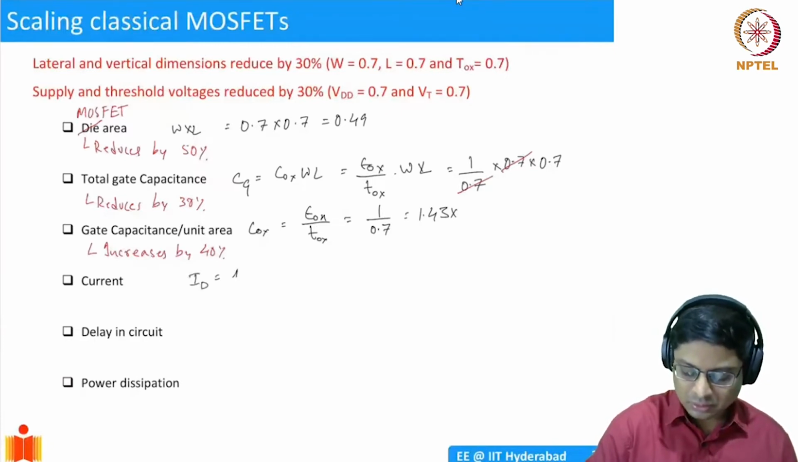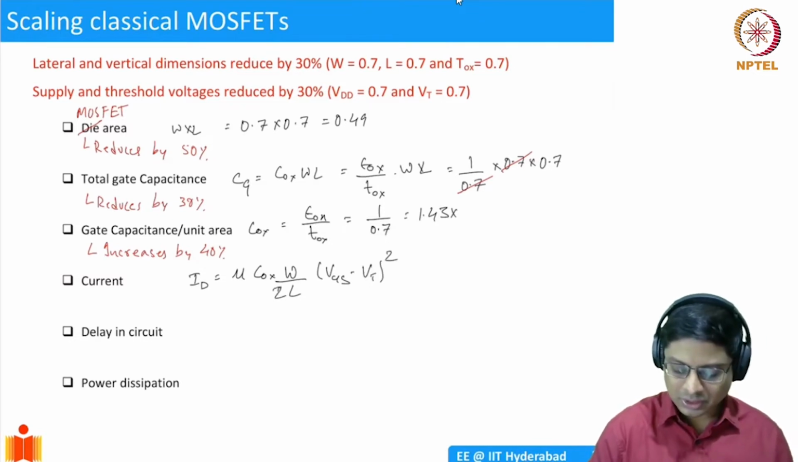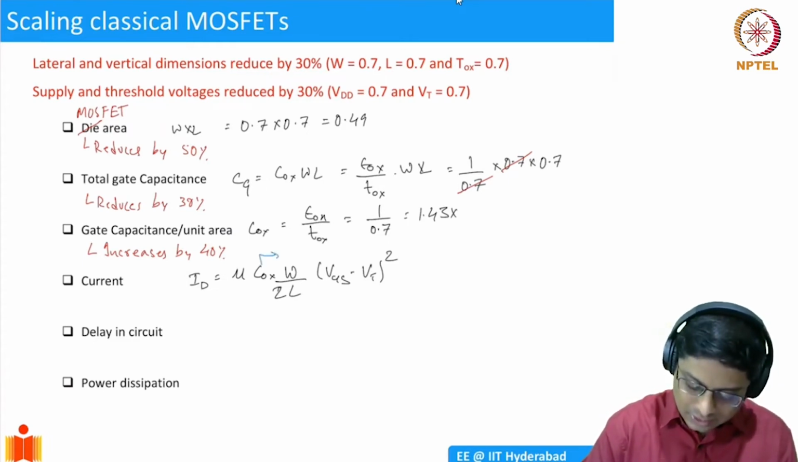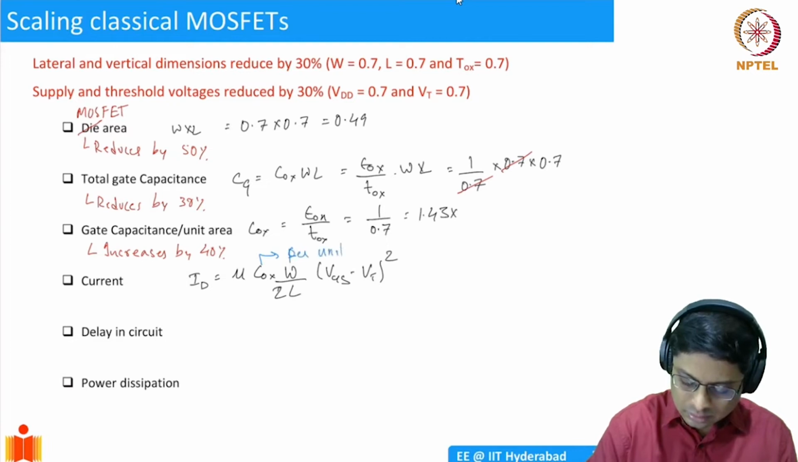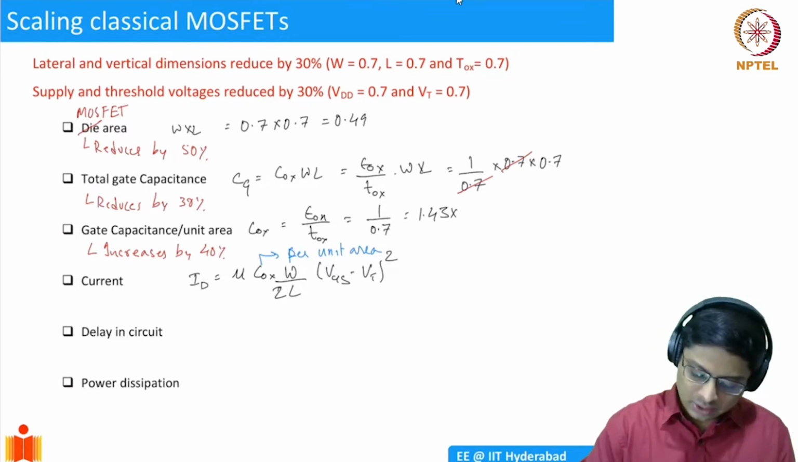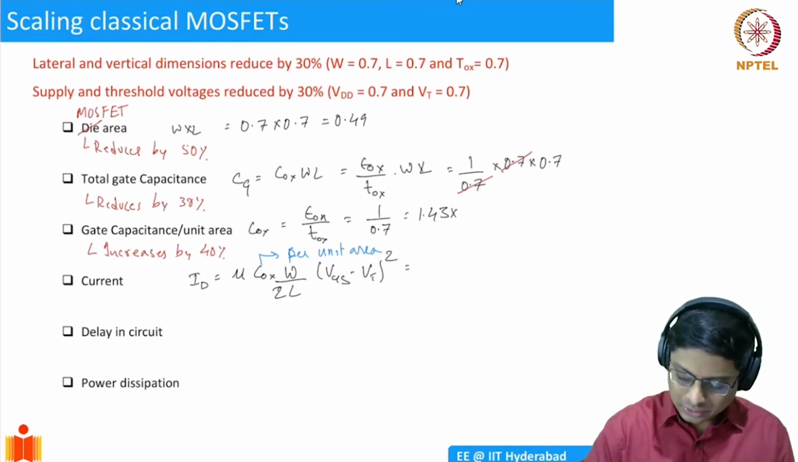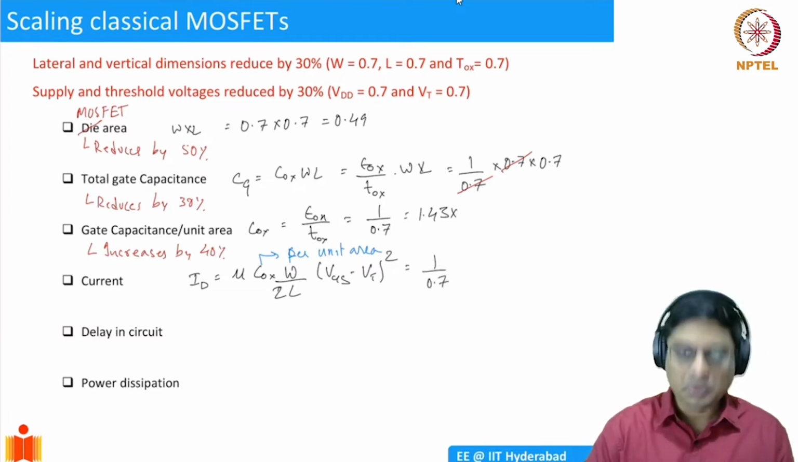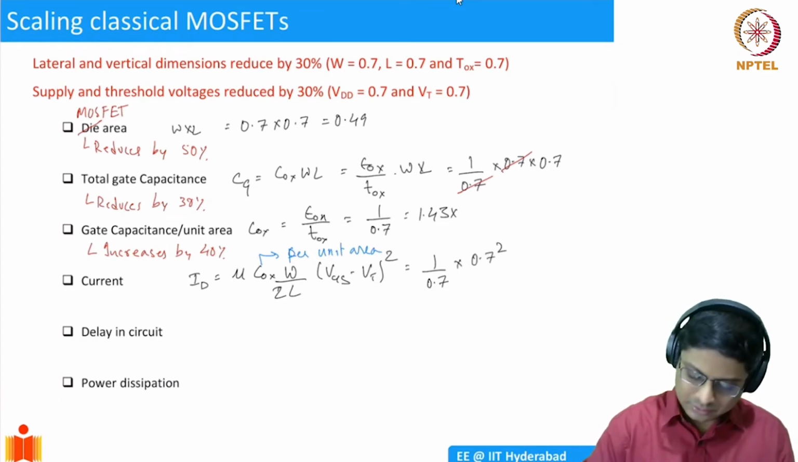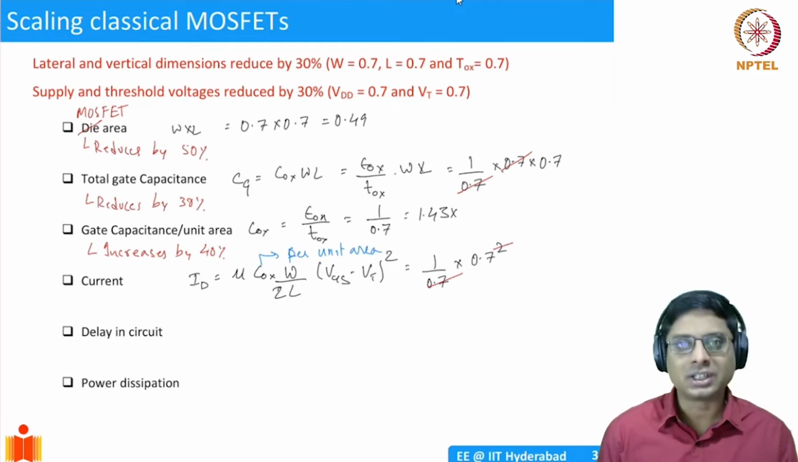ID is basically mu Cox W by L. I'll take saturation current. So I'll simply say VGS minus, there is no harm in doing this, by 2L. So this is my ID expression. And remember in this ID expression, Cox is capacitance per unit area. So let's substitute and see. Mu anyway is a material parameter, I don't care. Cox is 1 by 0.7. W and L both will scale by 0.7, so they'll cancel out. So I'll be left with 0.7 square. So what you see is the current in a MOSFET reduces by 30%.